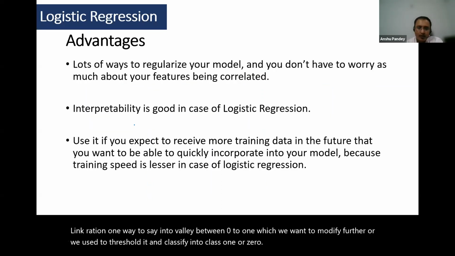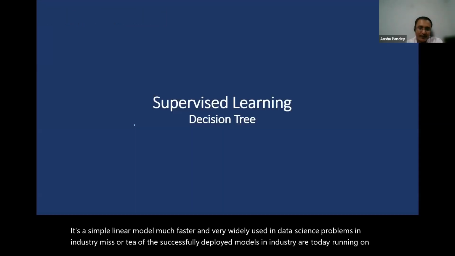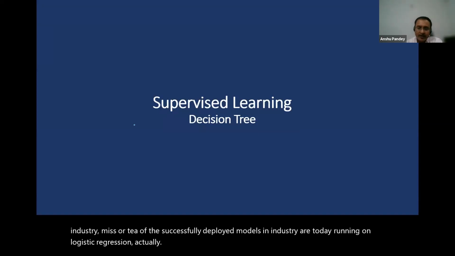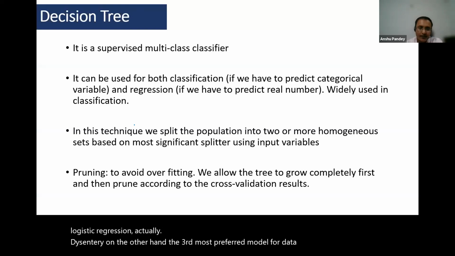It's a simple linear model, much faster, and very widely used in data science problems in industry. The majority of the successfully deployed models in industry are today running on logistic regression, actually. Decision tree, on the other hand, is the third most preferred model for data science problems, and it's a non-linear model.